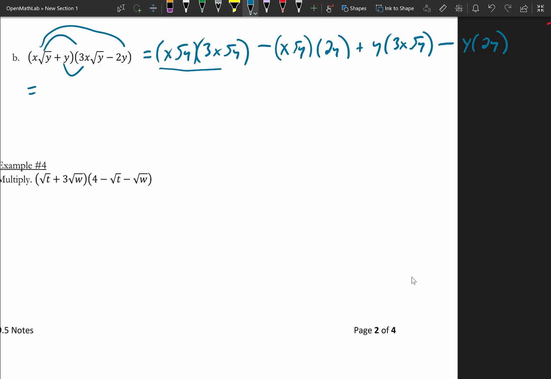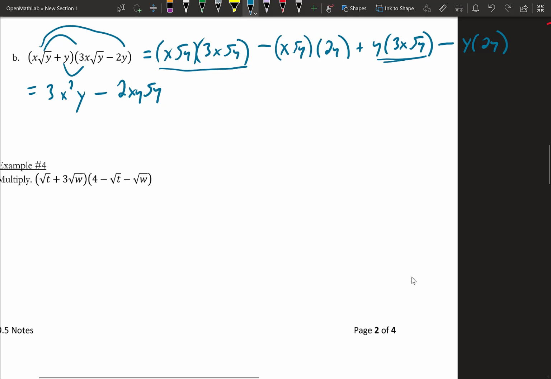This first product, we can simplify that. So x times 3x is 3x squared. Right? And then radical y times radical y gives me just y. Right? And then I'd have minus, and then that would give me 2xy radical y. Right? There's nothing I can do to simplify that. I just maybe rewrote it in a nicer order.